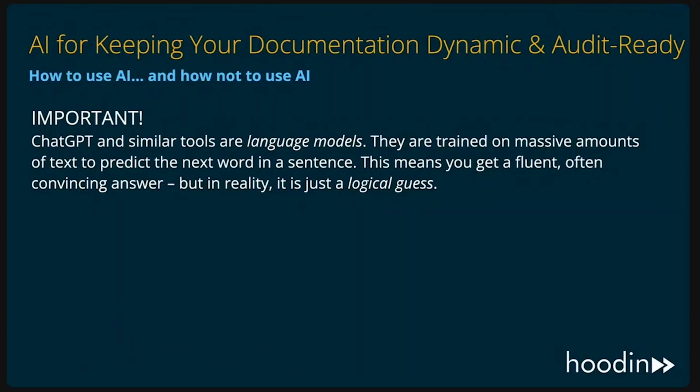All right, yeah, this I already mentioned. So they are language models, end of story. But they are trained on a massive amount of text to predict the next word in the sentence, right? And this means you get a fluent, often very convincing answer, but in reality, it is the most logical guess. But it's delivered in a way so that you find it extremely intelligent from time to time. It's like having a friend that has read every book on earth and remembers them. That's what it is.